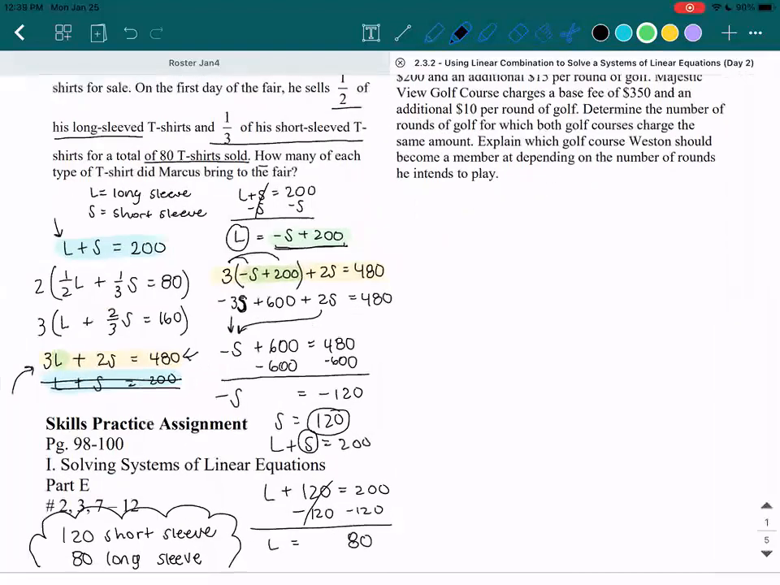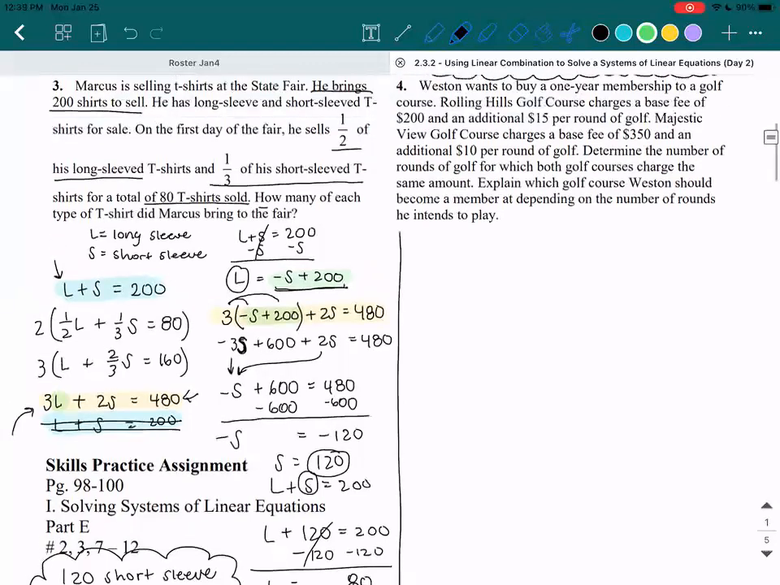So I know it looks longer, but that's just because this skills practice assignment's instructions are kind of in the way, so my bad. All right, let's try number 4 out.